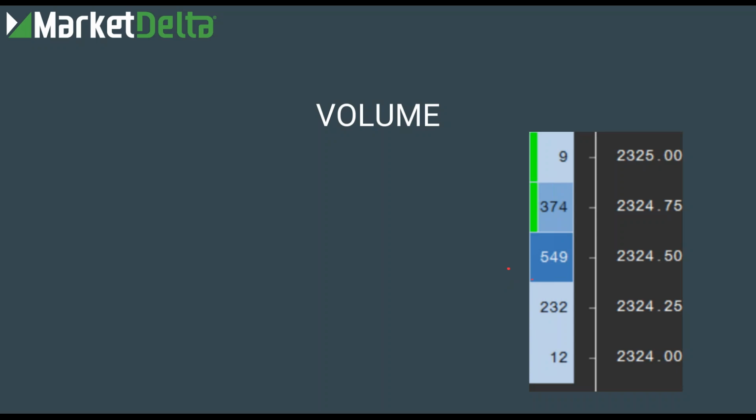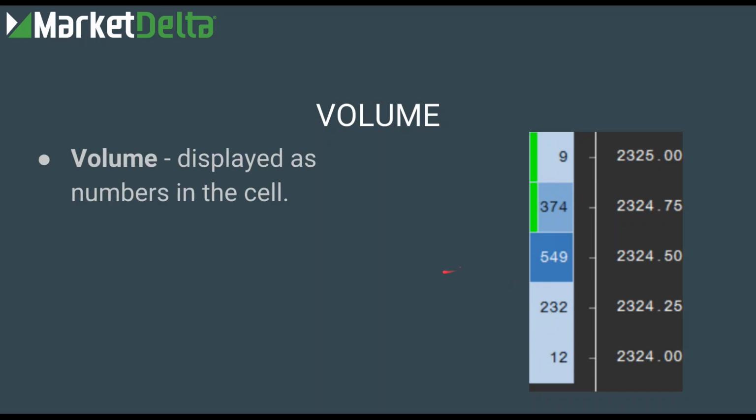All right, volume. It's displayed as numbers in this cell. There are different footprint types, and we'll look at them in a moment. This is actually the volume footprint. This one I like because it's straightforward. The number that you see in here, price by price by price, represents how much volume traded at each price level.